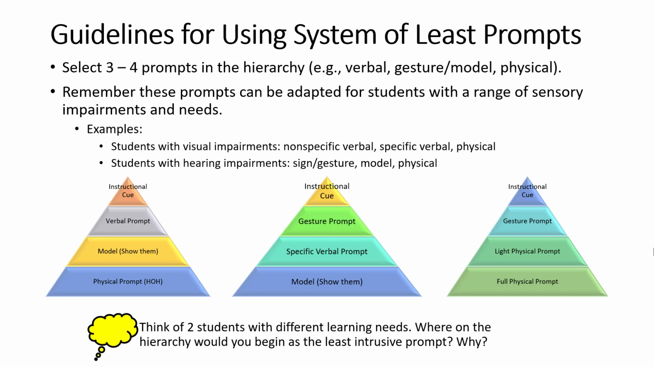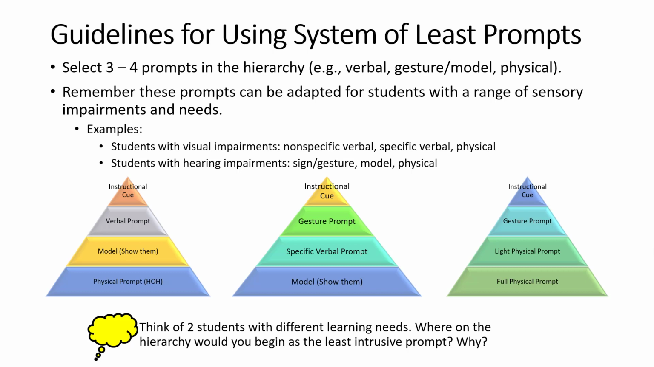Some students have visual impairments, and that might mean that they need non-specific verbal, specific verbal, and then physical, because a model or a picture cue is not going to be appropriate for them. Some students may have a hearing impairment, and signing, gesture, model, and physical are the prompts that would work for them, and verbal prompts would not be a great tool because they might not be able to hear that, depending on their hearing ability.